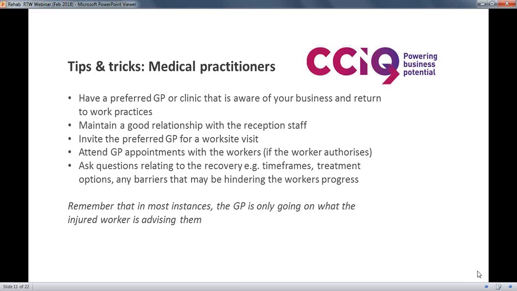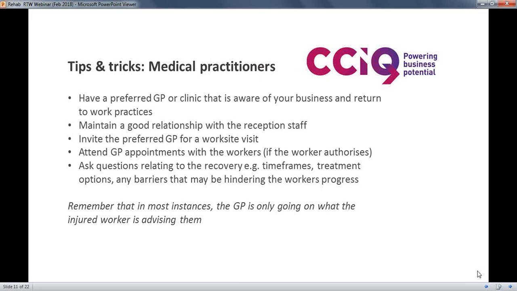You may send people for pre-employment health checks. You may send people during employment for medical assessments. So it's most likely then that you can maintain a good relationship with the reception staff. I have actually seen cases where a GP's been invited for a worksite visit as well, and that was in a manufacturing background, and of course it wasn't too far down the road from the doctor's surgery.